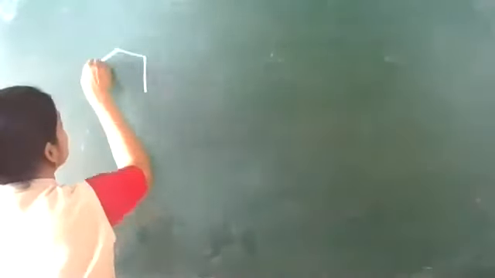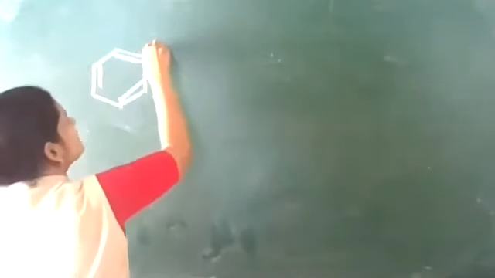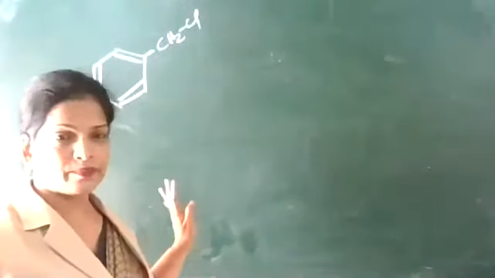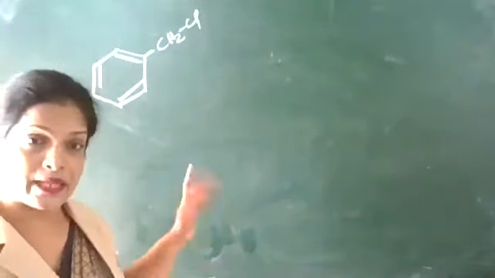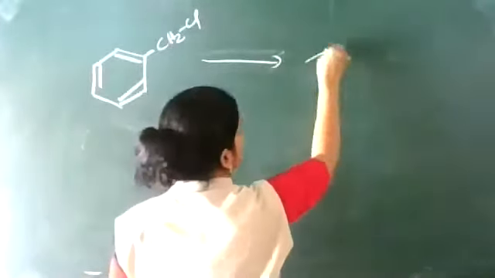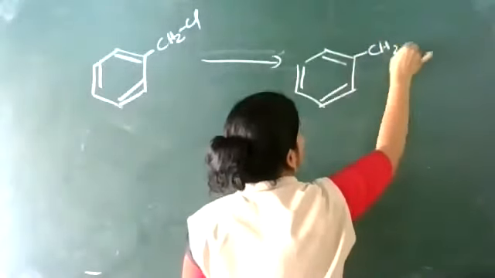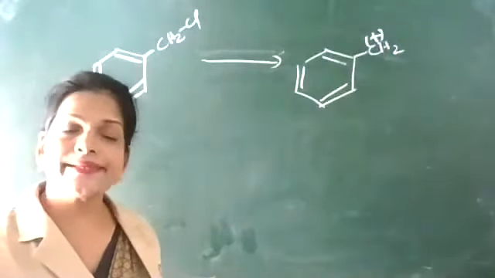One more carbocation is the benzyl carbocation. What is a benzyl carbocation? This is benzyl chloride. On breaking, it will give a stable carbocation. How? We will see. So here, I am writing a benzyl carbocation, CH2 plus. This benzyl carbocation is again stabilized by resonance. How?